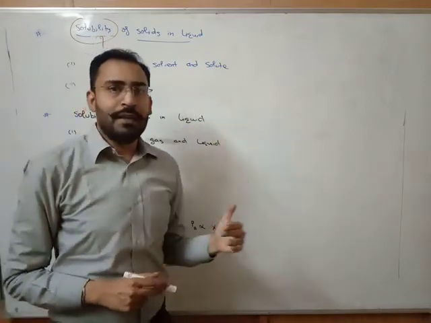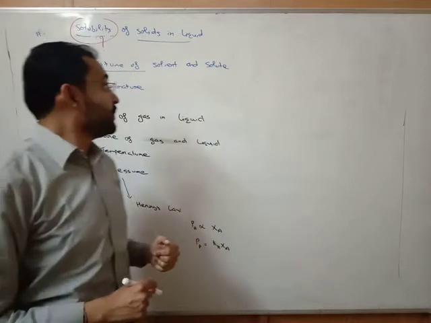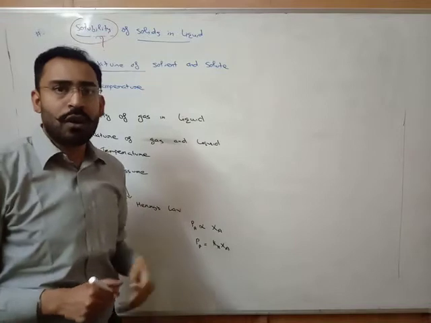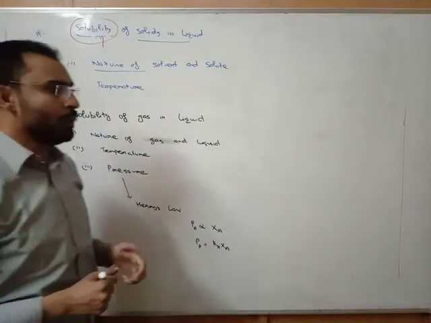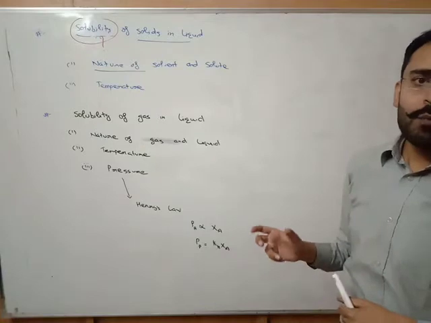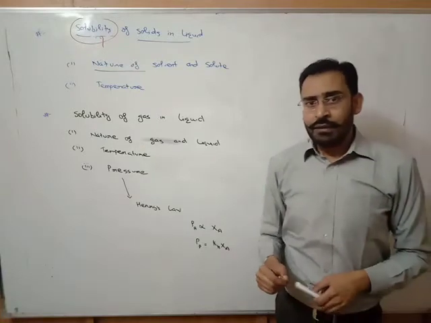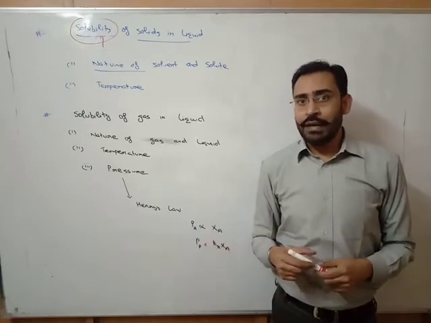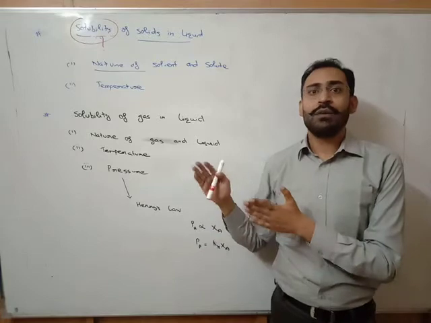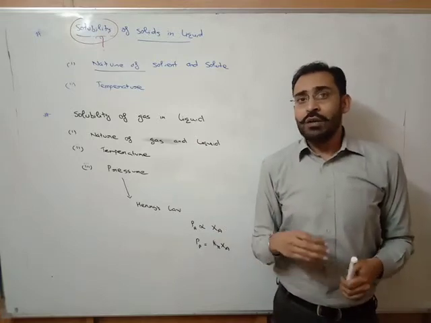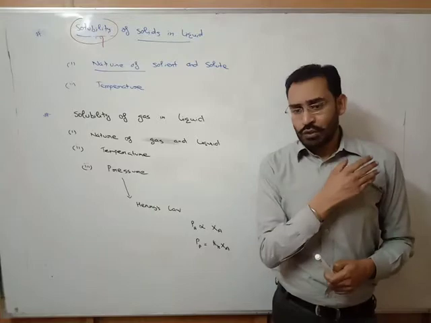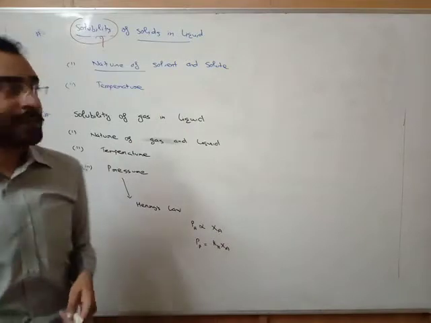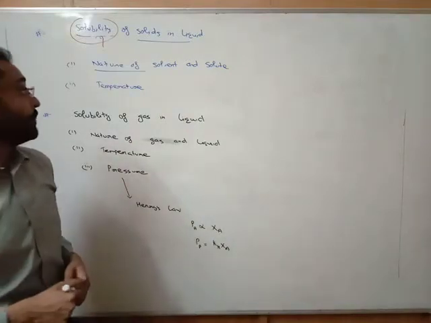It goes by the saying like dissolves like. That is, a polar solute is soluble in a polar solvent, and similarly, a non-polar solute is soluble in a non-polar solvent. For example, NaCl. NaCl is highly polar, it's an ionic compound. It is soluble in polar solvent like water. Similarly, non-polar solutes like naphthalene are soluble in non-polar solvents, benzene, etc.